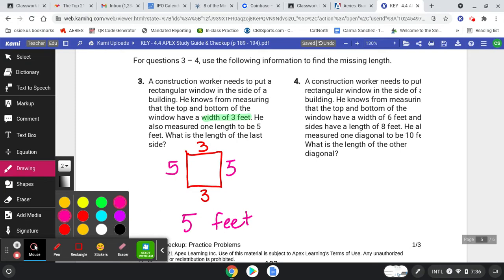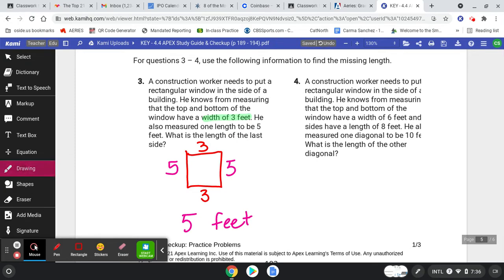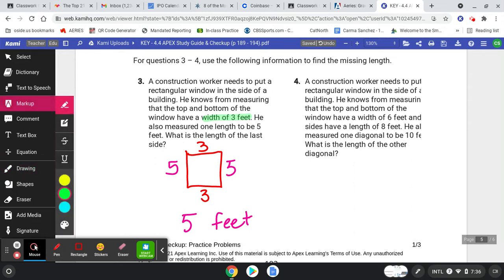A construction worker needs to put a rectangular window in the side of a building. And he knows from measuring the top and bottom that the width is 6 feet and that the side lengths have a side length of 8 feet. He measured one diagonal to be 10 feet. What's the length of the other diagonal?